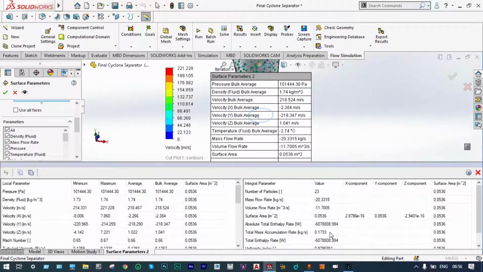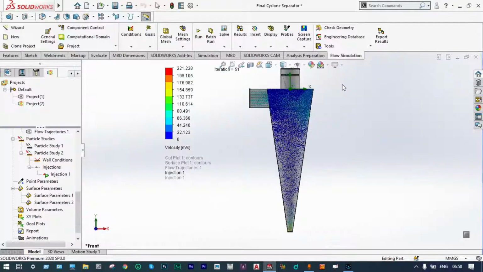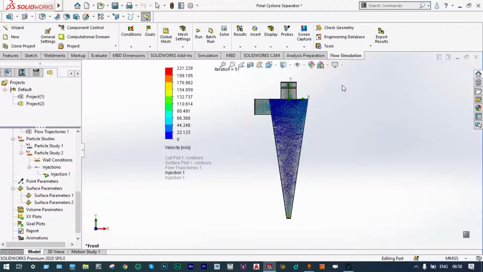So from these parameters we can have better representation of all this data using Excel. We can transport all this data to Excel and have a better representation of all these results. Now instead of stopping it here, we can go for different dimensions of these input variables, and with these dimensions we can have a comparative study of all these results. Okay, so this is all about our today's CFD flow simulation and particle study of a cyclone separator using SolidWorks.